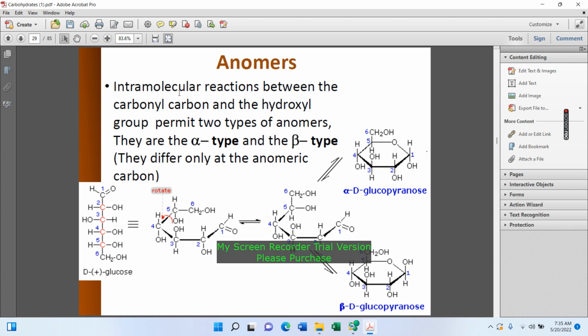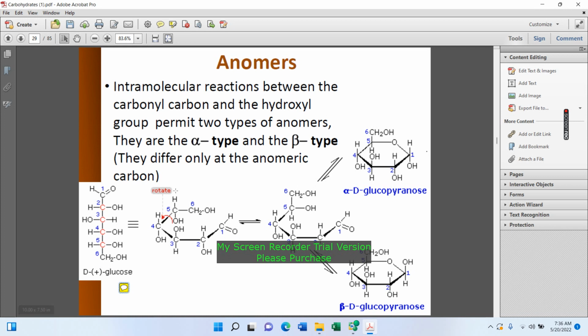An intramolecular reaction between the carbonyl carbon and the hydroxyl group permits two types of anomers. The carbonyl carbon is the carbon in the ketone or aldehyde group that is double bonded to oxygen. That is called a carbonyl carbon.